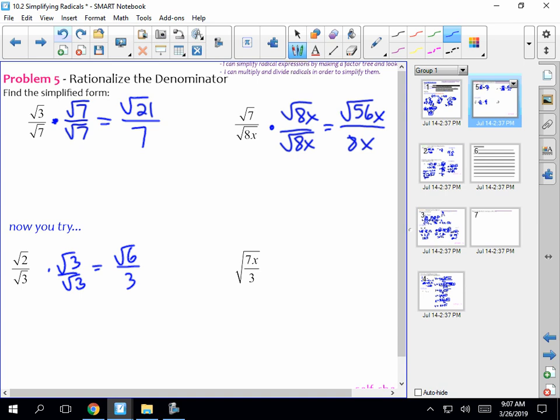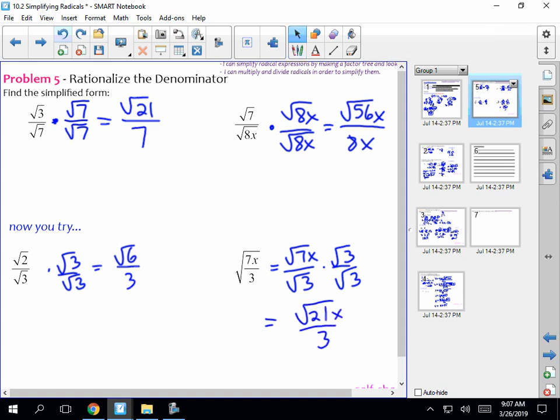And this one, even when it's written like this, which they do on some of them, you just think of it like this. Root 7x over root 3. So what would you multiply top and bottom by here? Yeah, so go ahead and do that. Multiply by root 3 over root 3. Square root of 21x over 3.